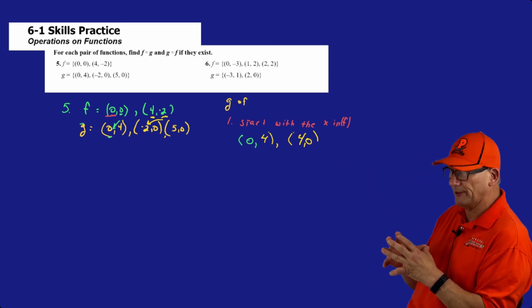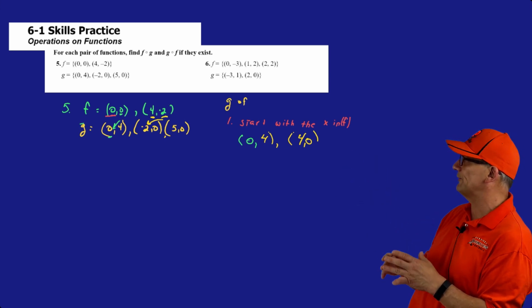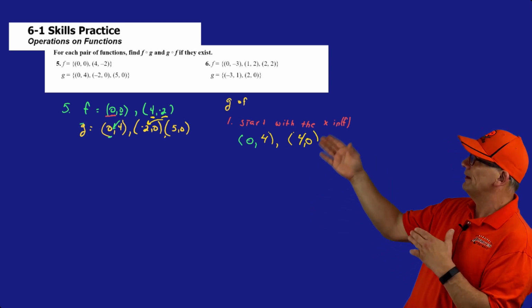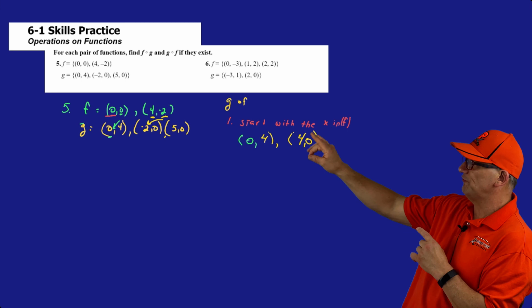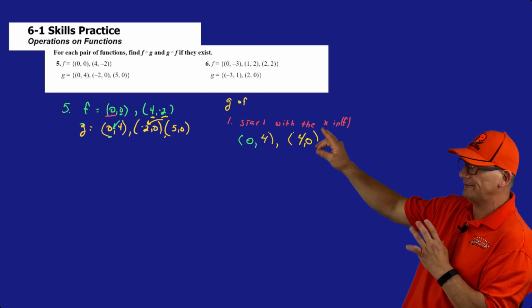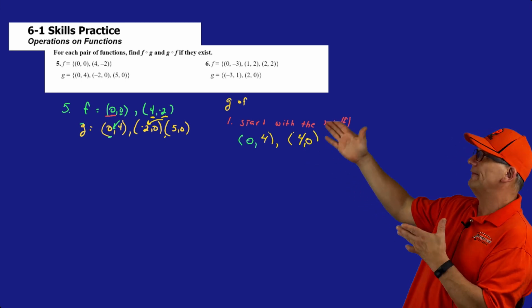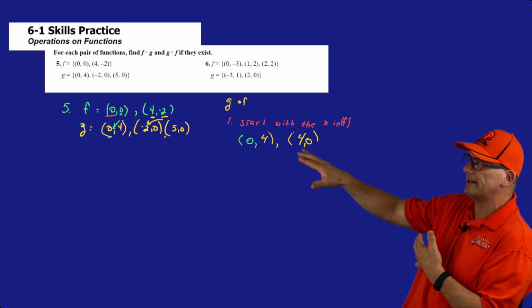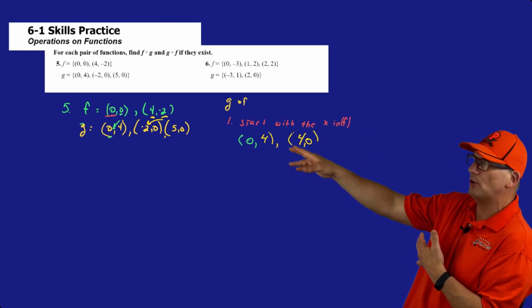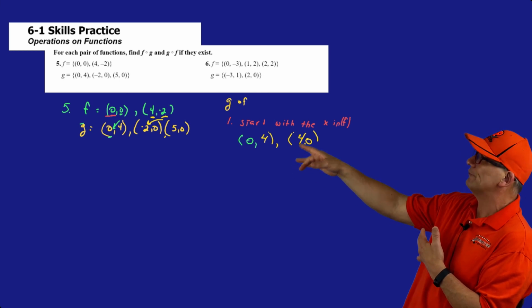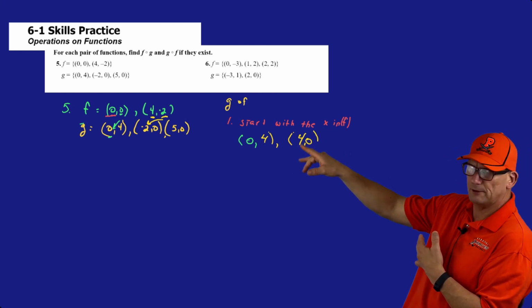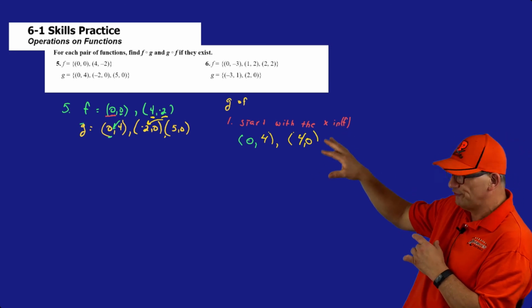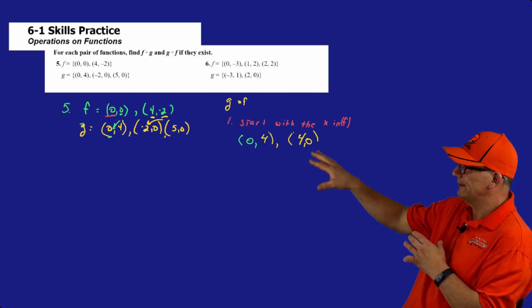So before I start this, let's just look at the next one. We're going to take the 4 of the f. That's the x is 4. Then the y is -2. Now look below. Where is there an x of -2? Well, in the second set of ordered pairs, -2, 0. So I'm going to pair up the 4 from f with the 0 from g.